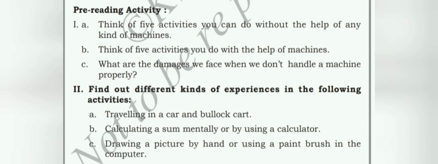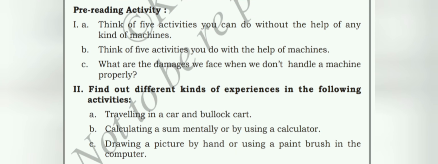Second one, calculating a sum mentally or by using a calculator. Have you used calculators, children? Okay. We can notice that the calculation which has been done in calculator can be done very fast. But if we do it mentally, it helps us to improve our brain power.